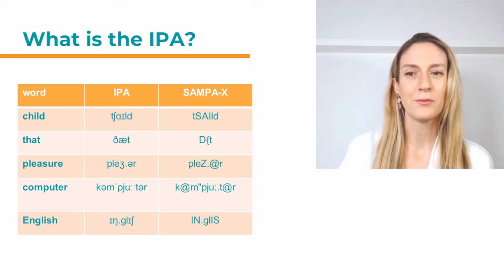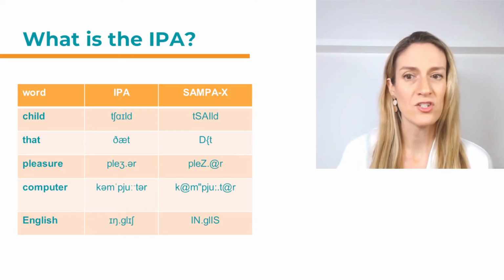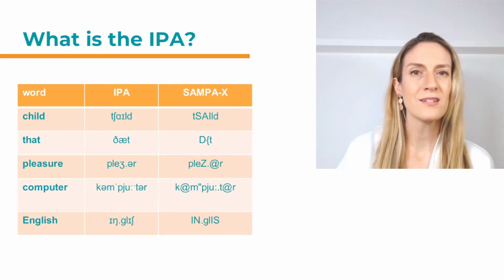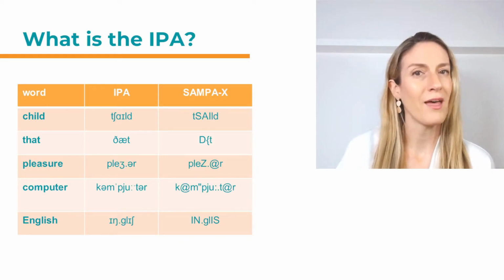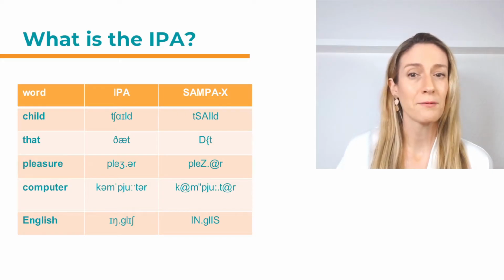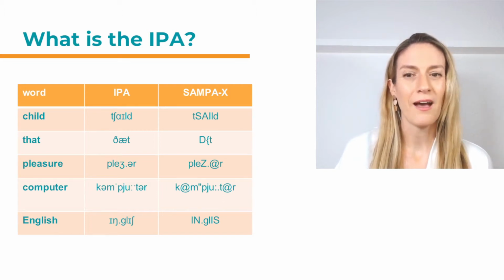We have, for example, the word child. And in the second column, you see the IPA. And then next to it, on the right hand side, you see the SAMPA-X transcription. So you can see that ch is t with a capital S. And then the diphthong I is with capital A and I. And the one after it, using my font sizes here, the I and the l look the same, but they're different. And then we have d.